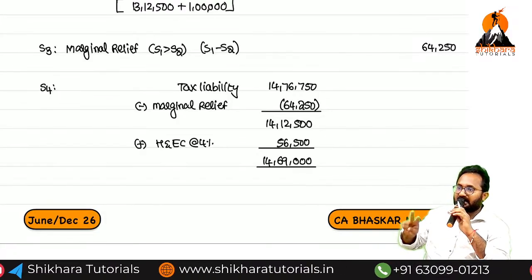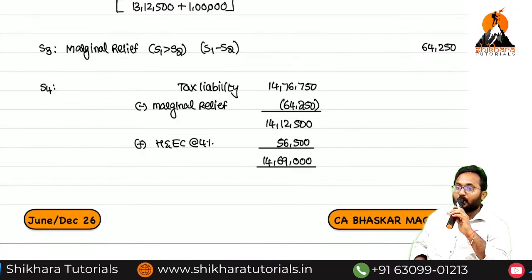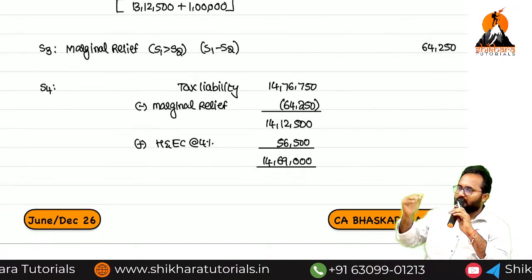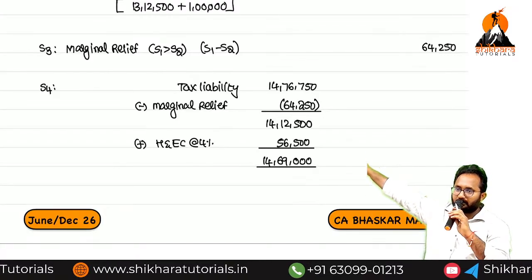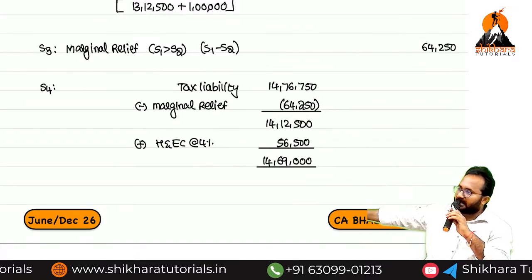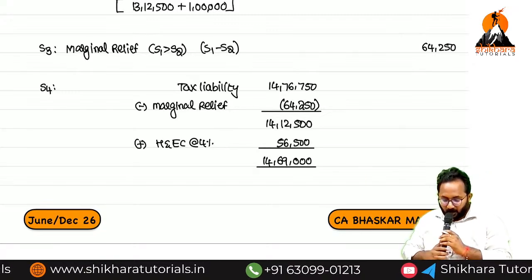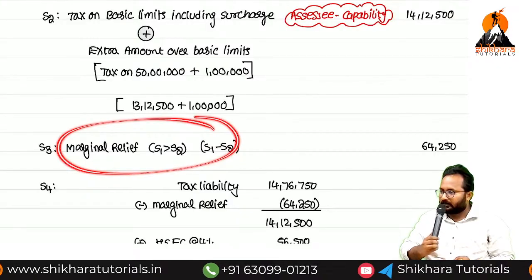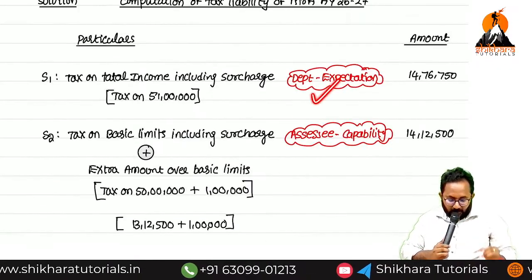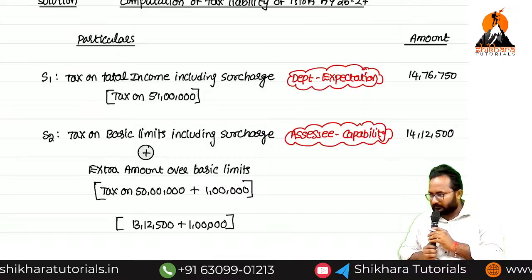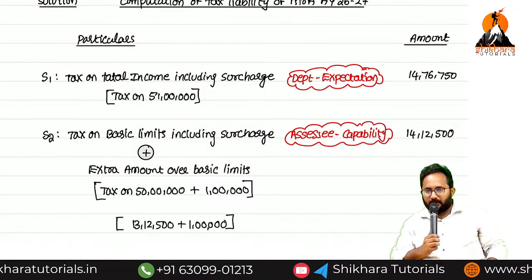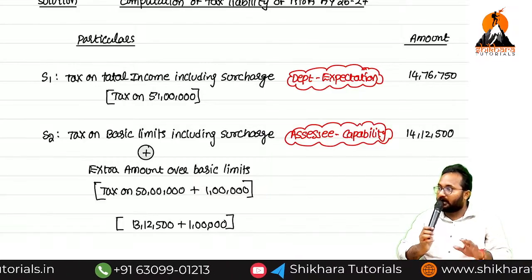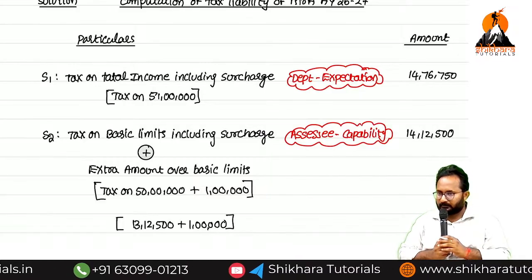But in a question, how can we identify whether we are getting marginal relief or not, ma? If the question contains total income more than the basic limits for surcharge, 1 lakh, 2 lakh, 3 lakh, don't think about it. Solve the problem by using these steps, then you will get the marginal relief. Sir, how can we decide whether we are getting the marginal relief? In step 3. Step 1 is nothing but the department's expectation. Step 2 is my capability. If they are asking more than my capability, then you will get marginal relief.